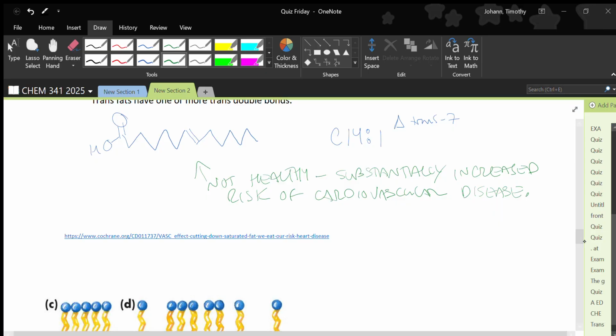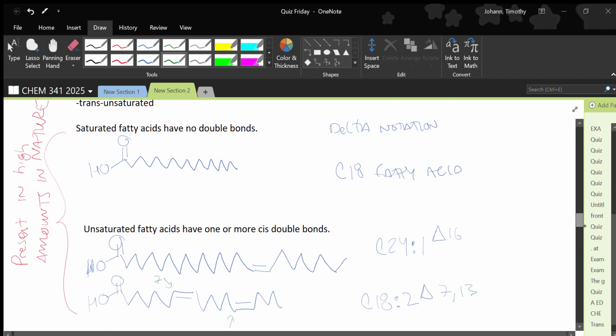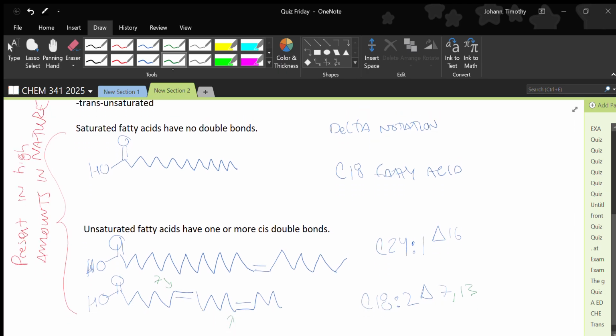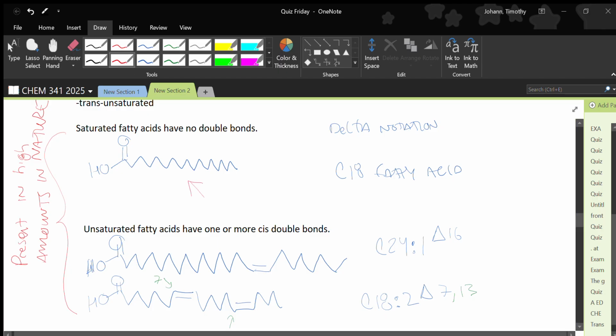All right, so you may have also heard that saturated fats are not good for you, right? And I'm also going to agree with this. I'm going to say a little bad, as opposed to the trans fats that are really bad for you.